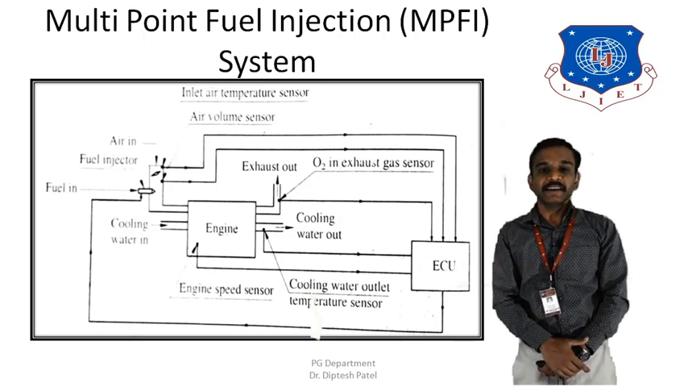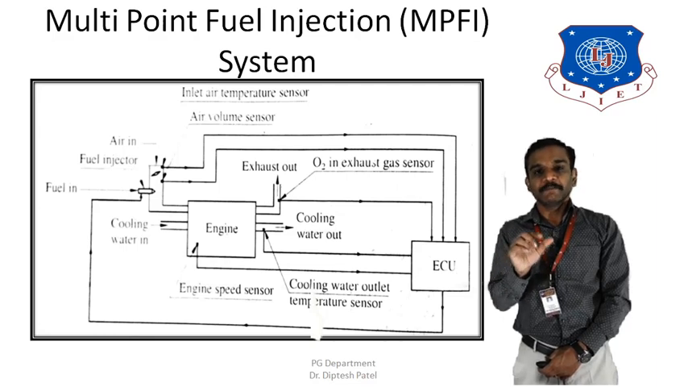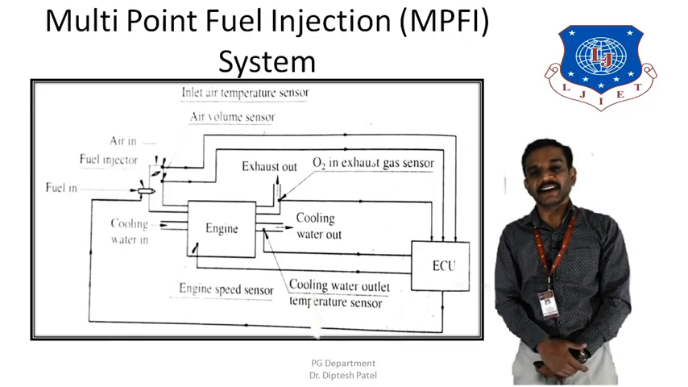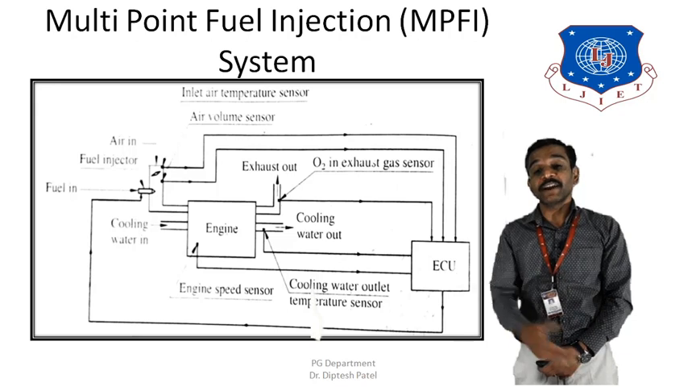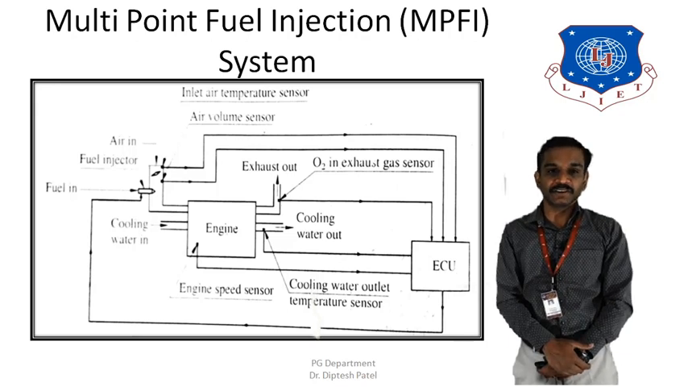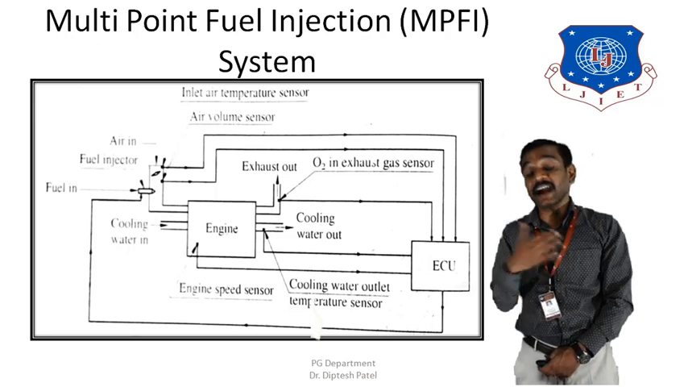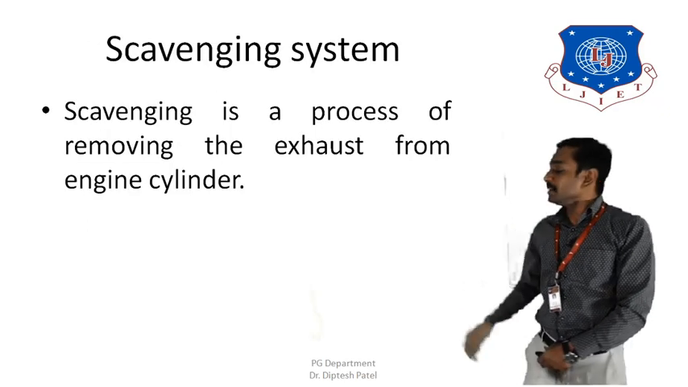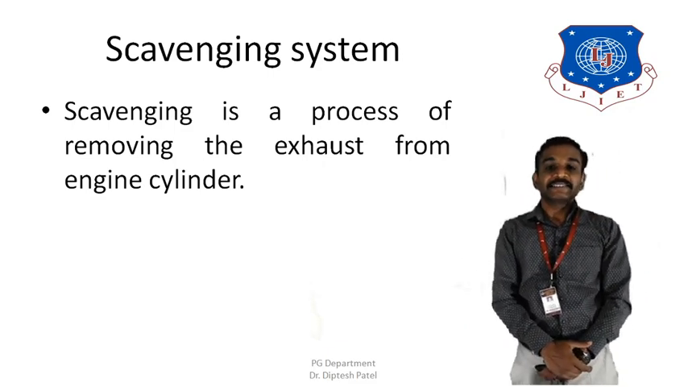So basically this is a very precise fuel injection system as compared to the previous ones, such as the carburetor and different types of carburetors. In fact, it provides more precise information, and that would optimize the consumption of fuel and enhance the overall efficiency of the engine. Now let's move forward to the next topic, that is the scavenging system.